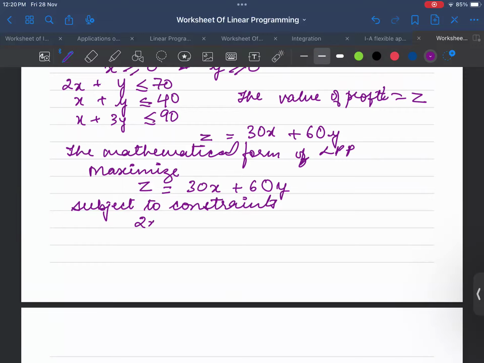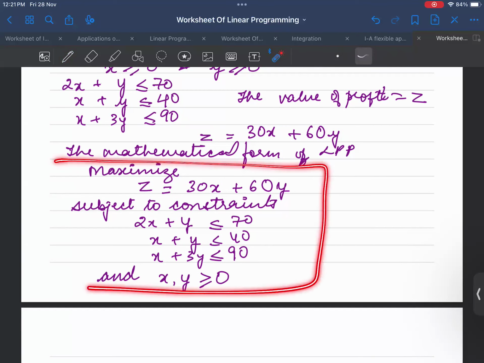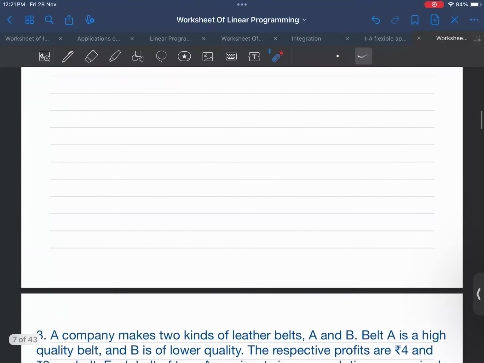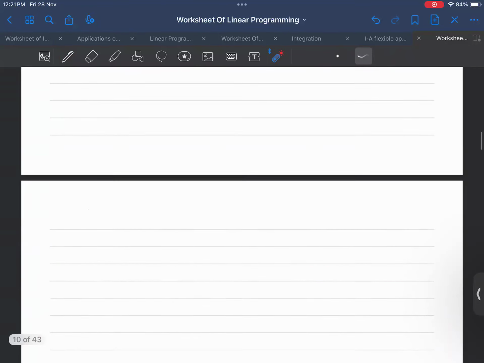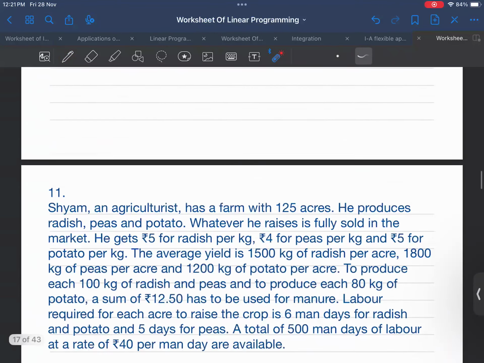We already made the equations: 2x plus 2y less than or equal to 70. Another one was x plus y less than or equal to 40. Then x plus 3y less than or equal to 90. And the non-negative restriction, which is x and y need to be more than or equal to 0. This is your mathematical formulation of LPP. I think it's clear. Now, we have lots of questions like that, so we are not doing the formulation because I want to explain the basics of simplex as of now. But still, if you need, I can solve this, but you let me know in the comment or even in the class.